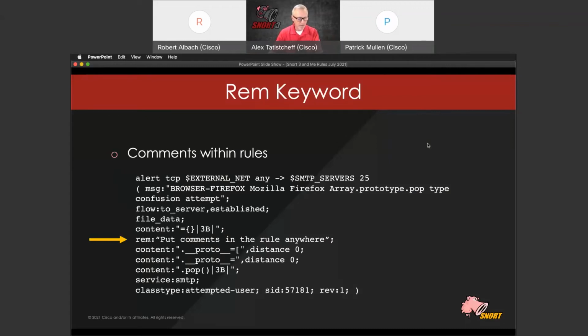So you can use the Rem keyword, Rem colon, quote, put your comments in the middle of the rule. It's just a keyword that goes in a rule, and Snort doesn't care, right? It's not going to obviously execute anything in there. It's just used for you to comment the rule. So that's kind of cool.